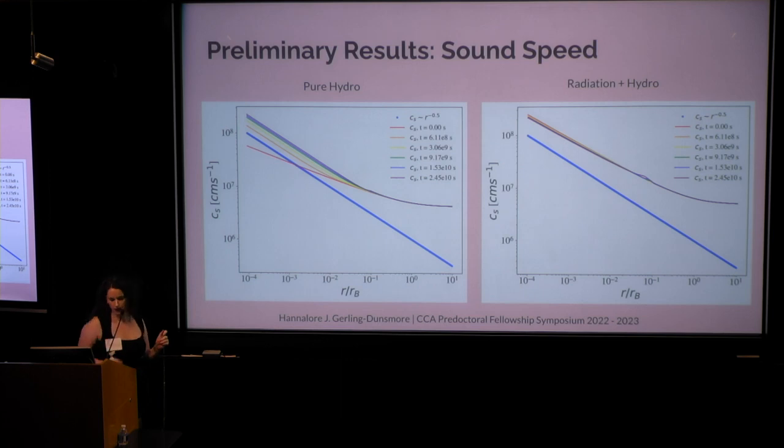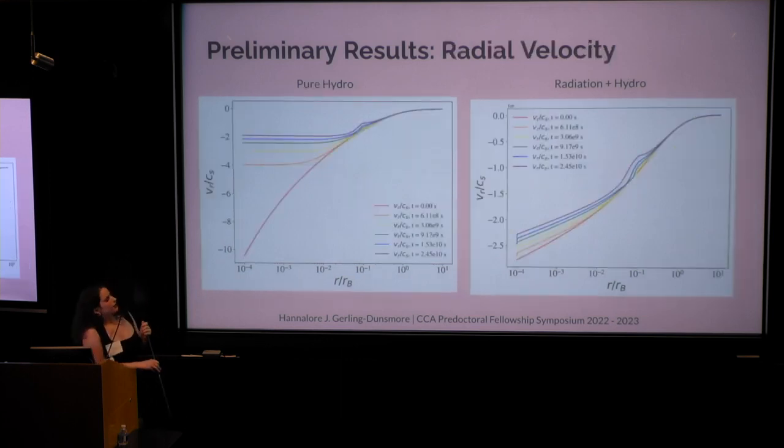All right. Now, here is our radial velocity profile. Again, I want to remind you that this is angle averaged, and this is normalized to the sound speed. And this is where we start seeing some real impacts of the radiation.